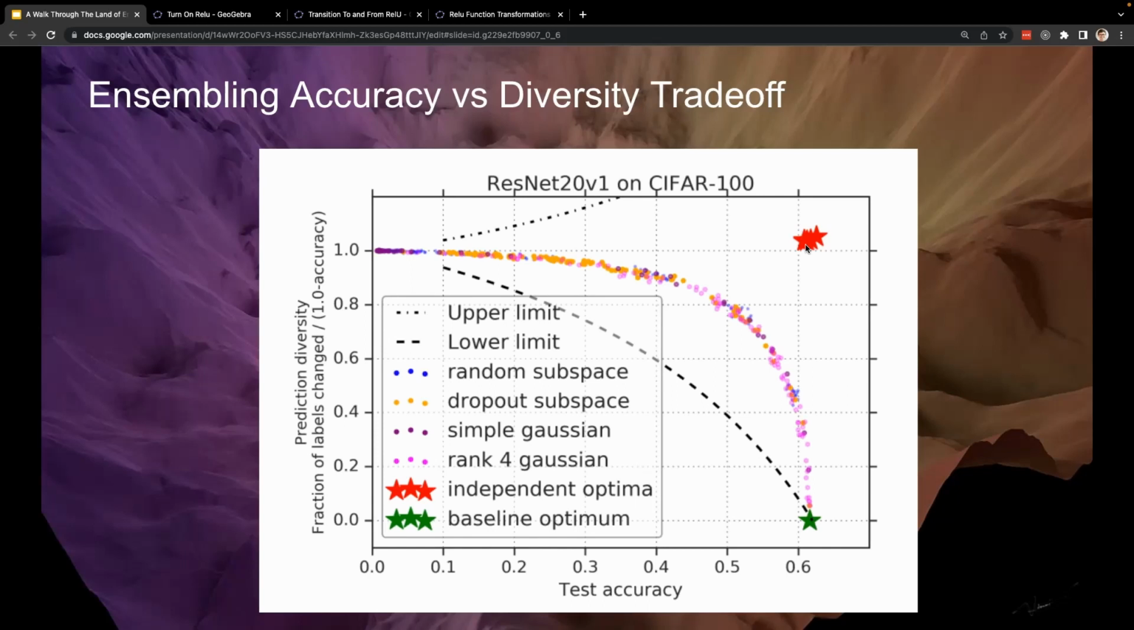I'm not sure I'm following this graph. Can you go through that? Yeah, please. So this is test accuracy right here, so being this way is good. And this is the diversity between the models. The prediction diversity, fraction of labels changed divided by 1 minus accuracy. So from what I'm understanding, this is basically saying how much do they disagree on the ones they disagree on.